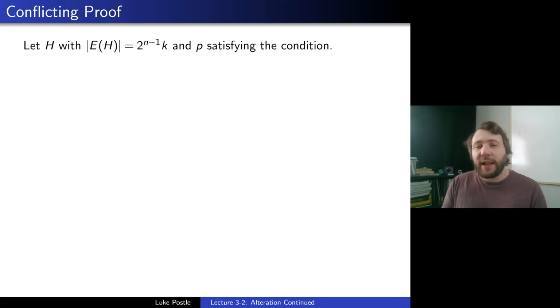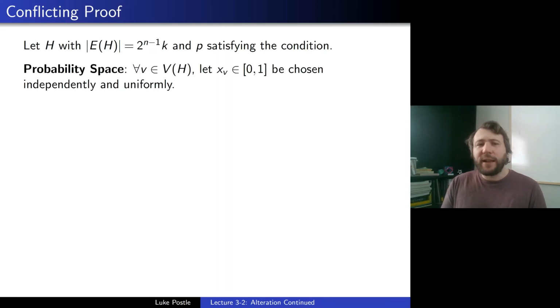How does this go? Well, let H be this hypergraph where the number of edges is 2^(n-1) times k, and let p be the probability satisfying the condition for this choice of n and k, of course. All right, now that we have that, what's our probability space? Well, we're going to take a random ordering. What's the way to take a random ordering? One way is to just take a random permutation. A somewhat equivalent, and probabilistically a little bit easier, way is to pick random labels.